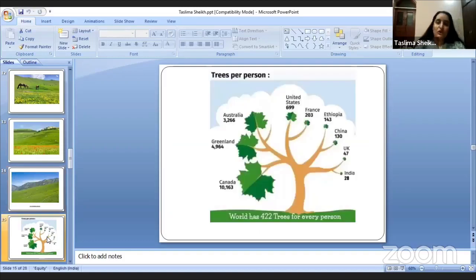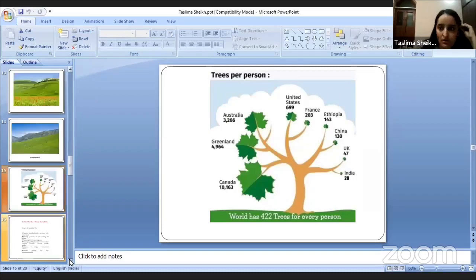Here I'm showing one image I recently found somewhere on the internet and Twitter. Trees per person. Here if we see, in India we have 28 trees per person, and if we compare the Indian population with the Canadian population, Canada has 10,160 trees, 63 trees per person. So we can see the difference, how much conservation we need to do for the protection of our forests.